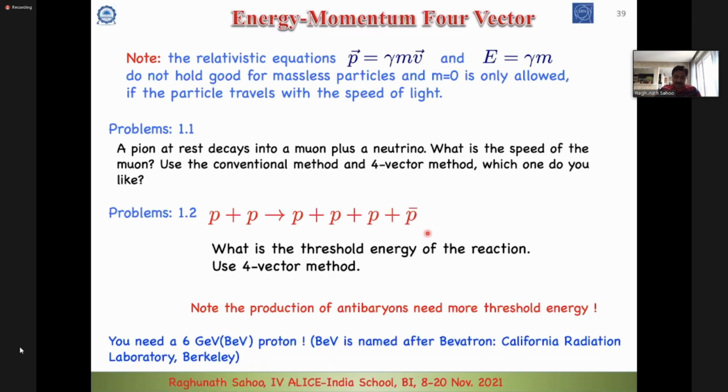In Bevatron, you need 6 GeV proton. That time when GeV-TeV was not introduced, it was called BeV. And you should know a little bit of history. That will be very exciting for you. It was earlier called BeV, because BeV is named after Bevatron. And Bevatron was in California Radiation Laboratory, Berkeley. Now it is called Lawrence Berkeley Laboratory. That time in 1952, it was called California Radiation Laboratory.